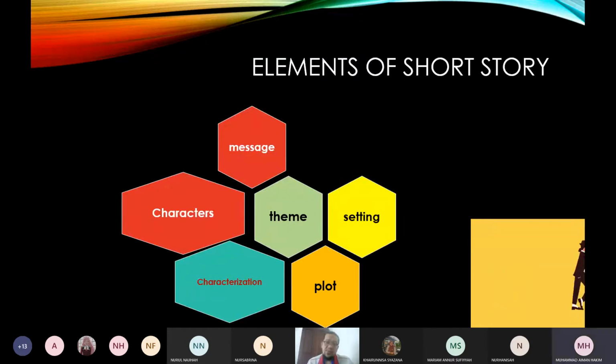Yes, sir. Yes, sir. Apa yang orang panggil dulu Comsas? Alright, it's actually literature that you have learned. So I think you are familiar with these elements.